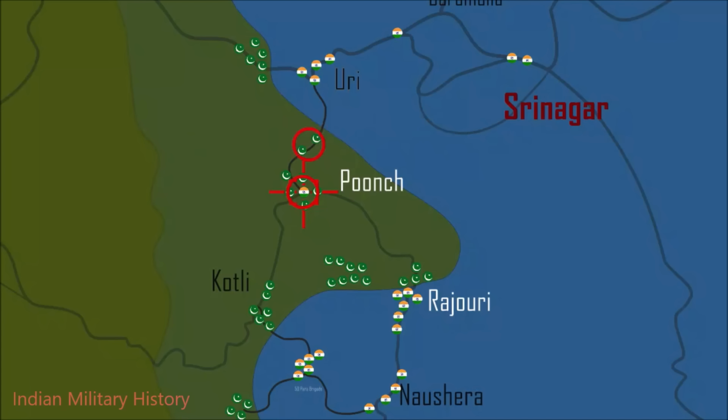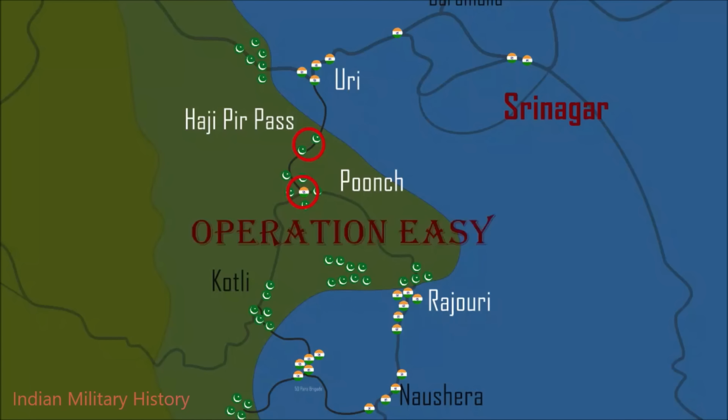The enemy had a strong hold on the Haji Pir Pass in the north of Poonch to block any troops coming in from Uri. The enemy positions surrounding Poonch were extremely strong, and the southern front had constant threat on the communication line. With so many moving pieces, the operation had to be carried out with high precision and timing. This operation was codenamed Operation Easy. It was named Operation Easy to make the complex operation appear psychologically easier to execute.